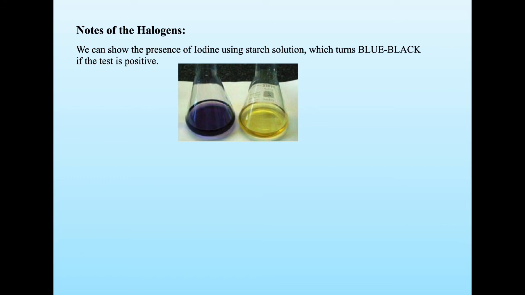Some extra notes on the halogens. We can show that iodine is present in any solution by adding some starch. It's a bit like the biological test for starch. We use iodine, but in reverse. So when we add starch solution, the iodine turns blue-black if the test is positive. So we can show the presence of iodine by adding starch solution.